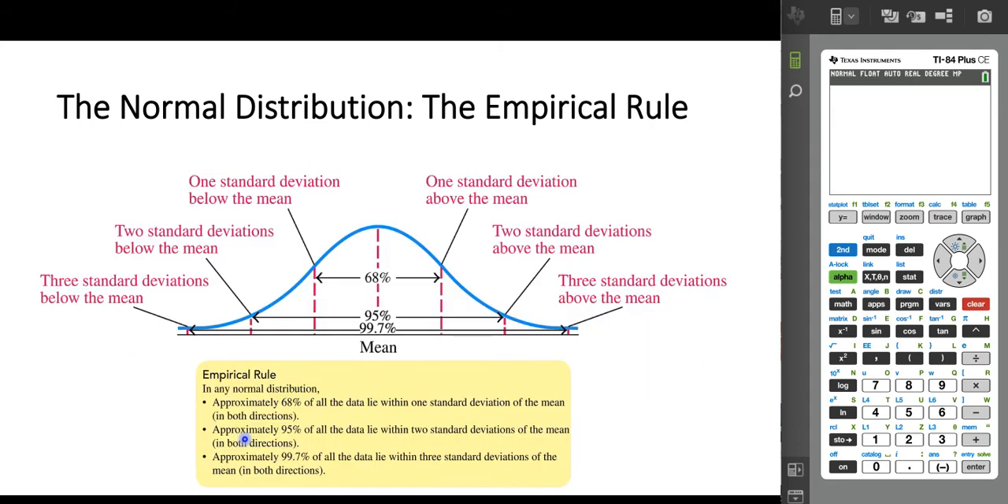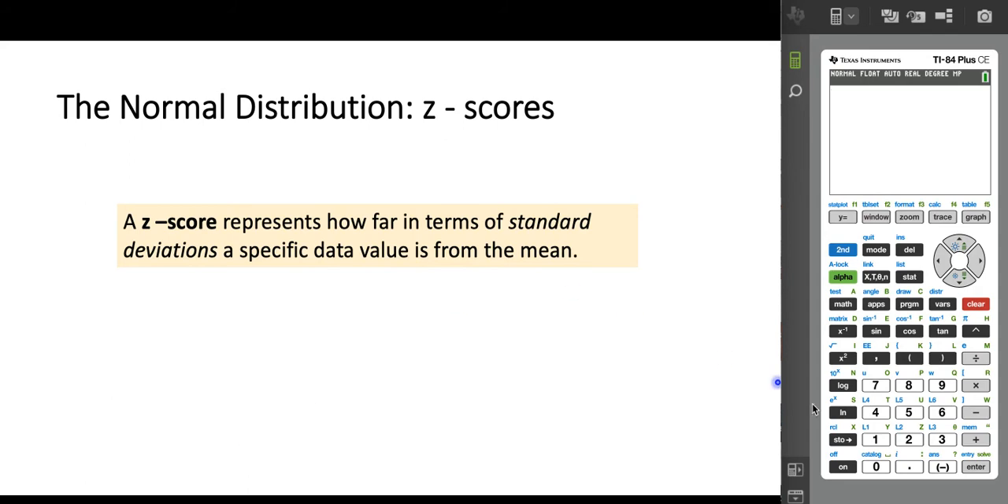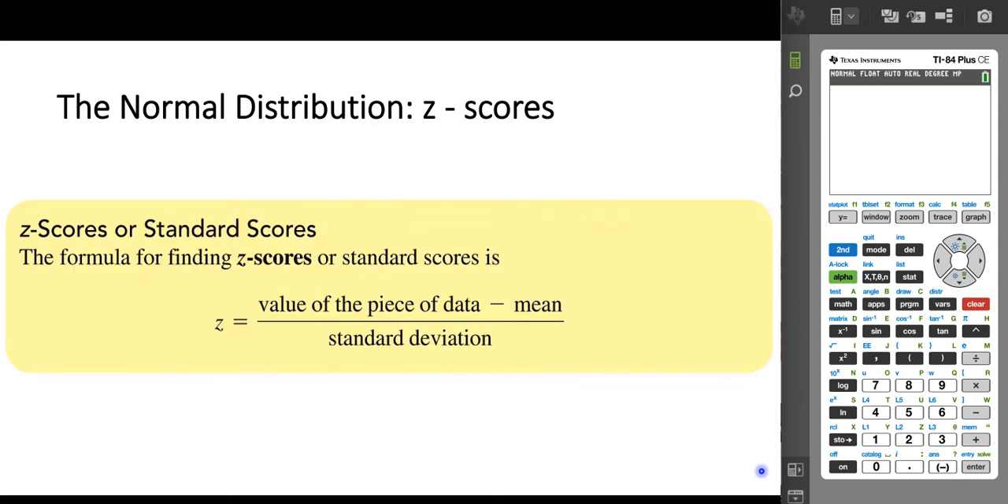You'll also want to remember that we measure how far we are from the mean in terms of standard deviations. So remember we had the z-scores from the screencast that hopefully you just finished watching. In this, we calculate a z-score, which shows us how far we are in terms of standard deviations from the mean. And the formula for finding that z-score, which we used in the previous screencast, is we take the piece of data, subtract the mean from it, and divide by the standard deviation.